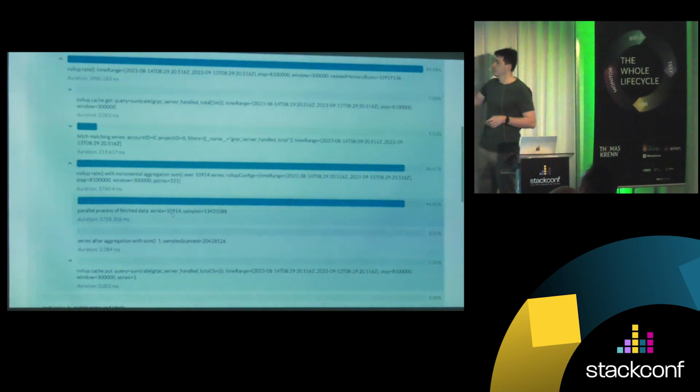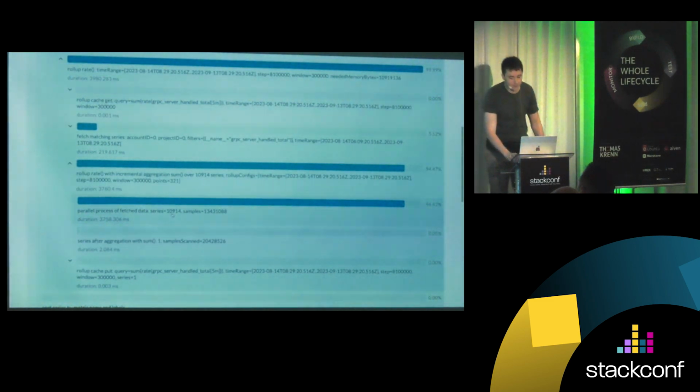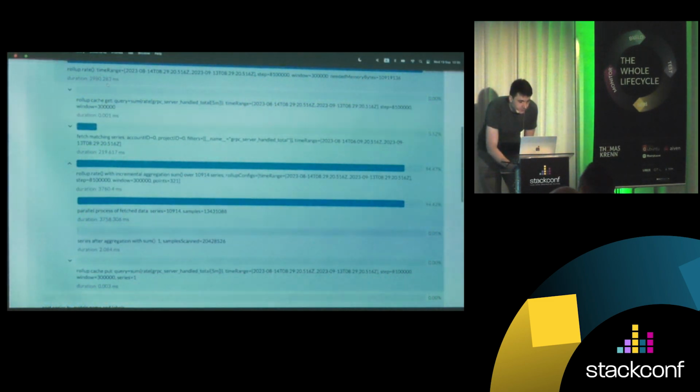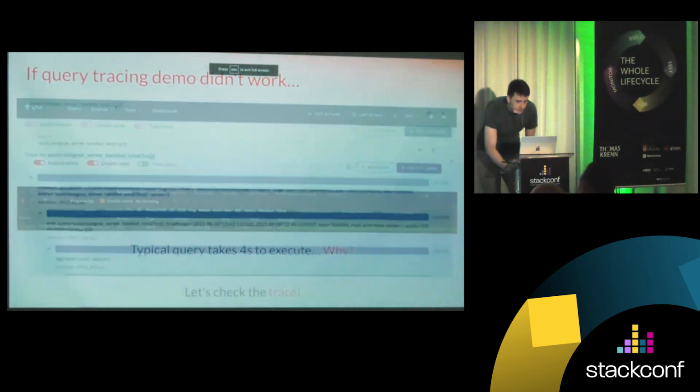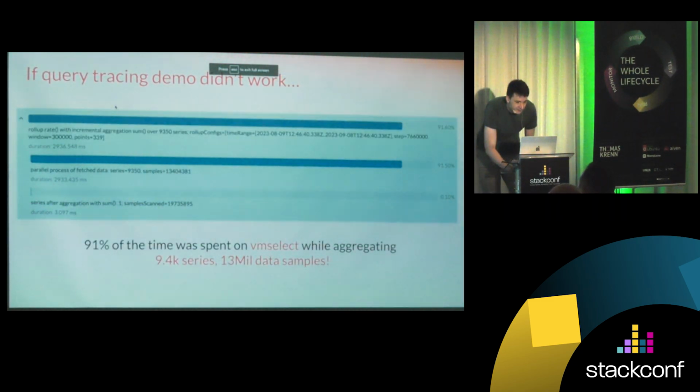And I can tell you that vmselect, or query frontend, which does this processing here, has only one CPU. So it is likely that if you'd like to improve the query speed, we need to do something about the resources that we have. So these are slides in case the demo didn't work.